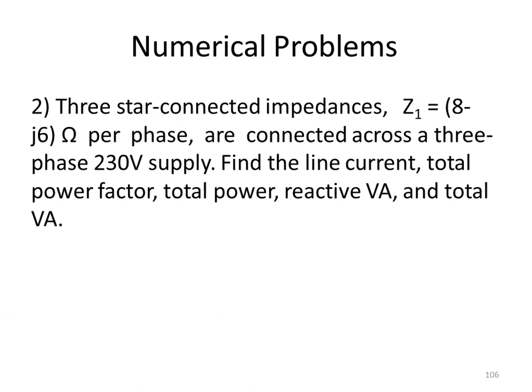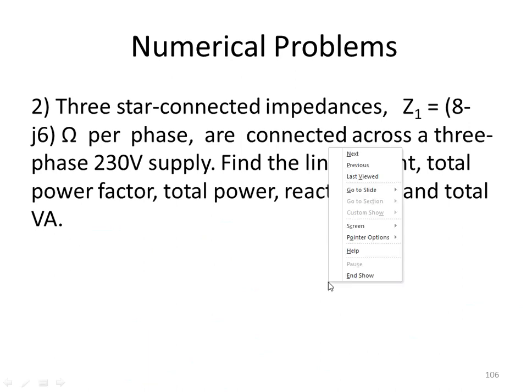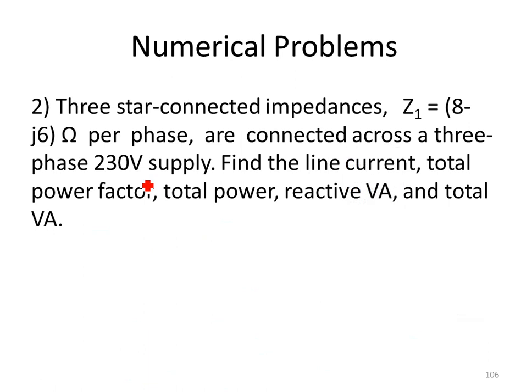Now, going to the next question. Three star connected impedances, 8 minus J6 ohm per phase, are connected across a 3 phase 230 volt supply. That means here we are getting line voltage. 230 volt supply means line voltage is given as 230 volt. Find the line current, total power factor, total power, reactive volt ampere and total volt ampere.